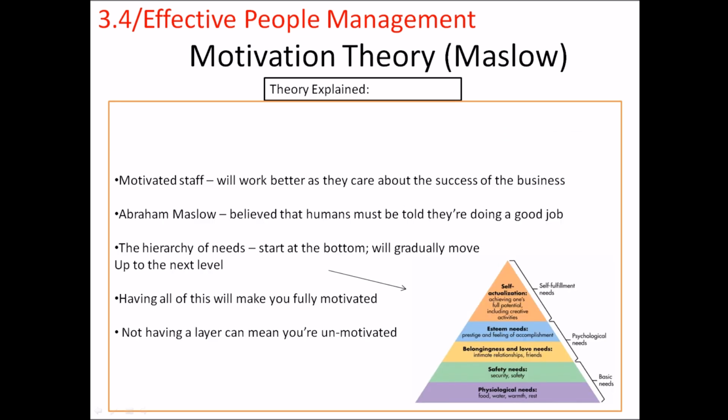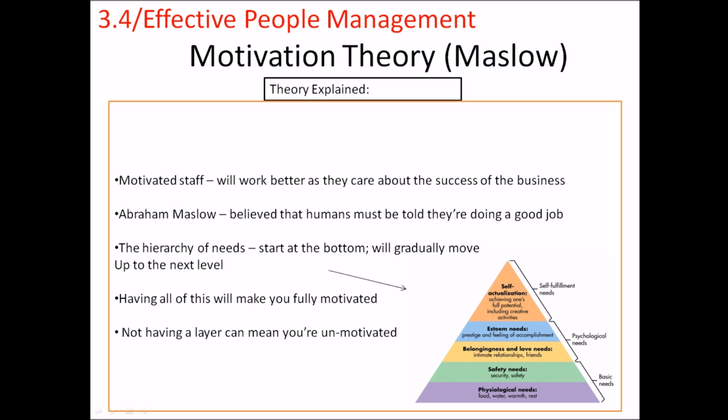We then need to know about the motivational theory, and first of all, you'll need to know motivated staff. If you've got motivated staff, they'll basically work better. Abraham Maslow, he's the guy who came up with this little pyramid. We'll get to that in a second. His key theory or philosophy was that humans must be told they're doing a good job before we're motivated. We're kind of attention seekers in a way. If we're not told we're doing a good job, we're just not going to do a good job.